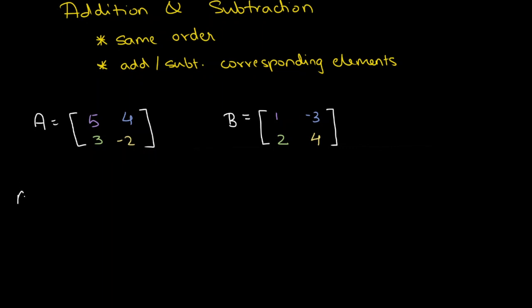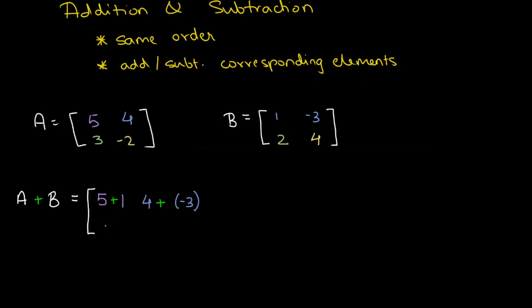Let's perform matrix A plus matrix B first. So as I said, they have to be of the same order, so that condition is satisfied. Now all you need to do is add their corresponding elements, right? So the first row first element of A is 5 plus the first row first element of B, which is 1. The first row second column element for A is 4, plus the first row second column element for B, which is -3.